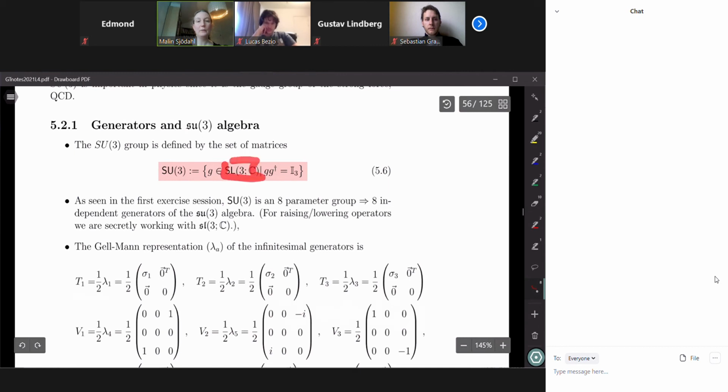So if we want to view them as a restriction of SL3C, we constrain SL3C by requiring that G dagger G is equal to 1. So they are special and unitary. And as we have seen in one of the exercises, we have n squared minus 1, and that is 8 in this case, independent generators of the SU3 algebra.